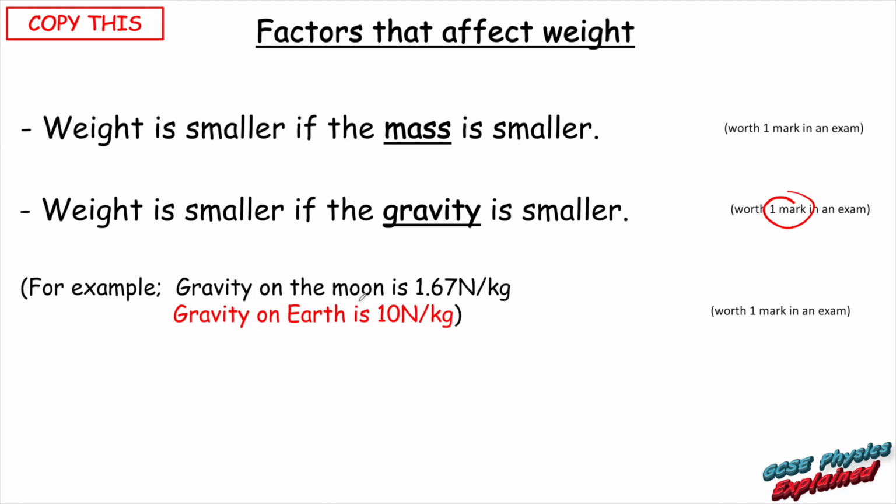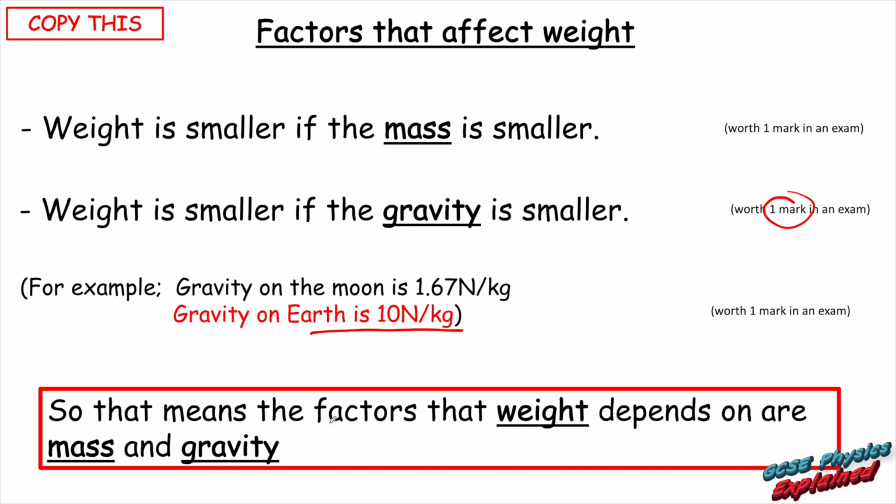For example, the gravity on the moon is 1.67 newtons for every kilogram you've got. But the gravity on Earth is 10 newtons for every kilogram. Now, you'll actually get a mark for knowing what the gravity on Earth is. Right, so that means that the factors that weight depends on are mass and gravity.